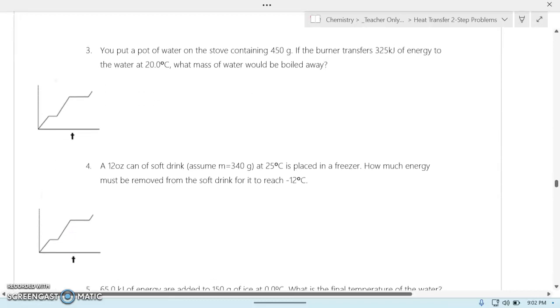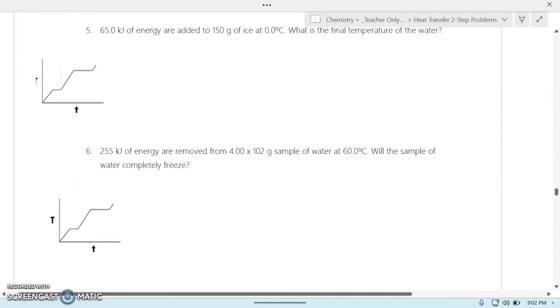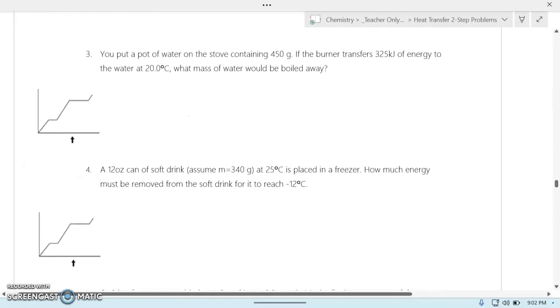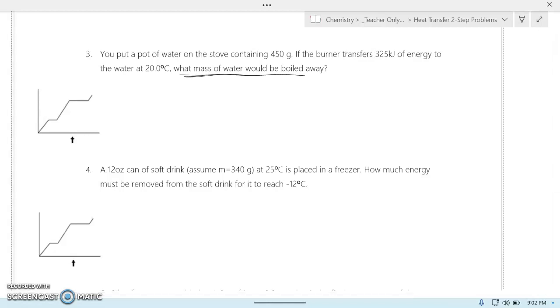The rest of them are the same process, so map it out on your page and then work through it. Number 3 is a little bit different because it asks for what mass of water would be boiled away. So in this case, you are going to need to find the energy remaining from this given amount that it provides, and then see how much mass. So I will help you set this one up as well, since it's a little bit different setup.